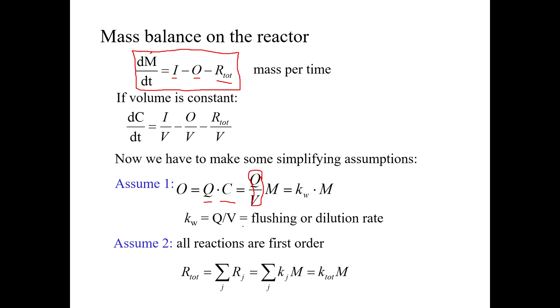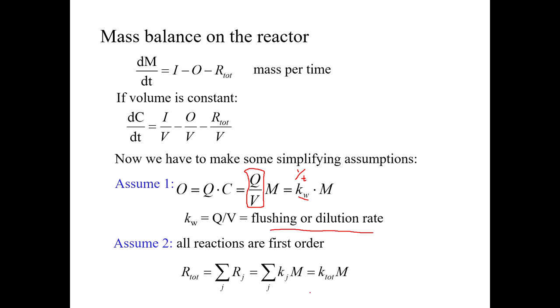So Q is a flow rate of like meters cubed per day. Q would be like meters cubed per day divided by V, which is meters cubed. So this ratio has the units of 1 over time, which are the units of a pseudo first order rate constant, which we will call K sub W, which is the flushing or dilution rate, okay?